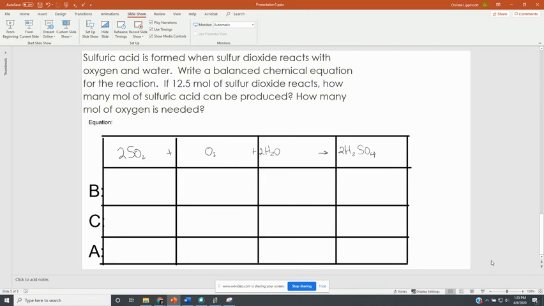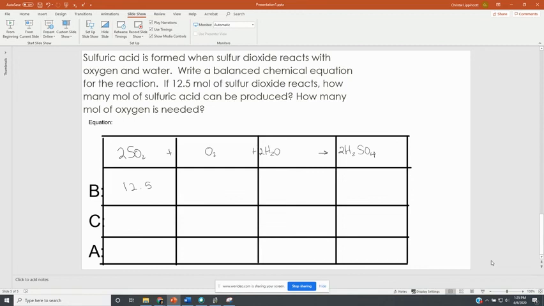All right, now let's add up our oxygens. Our sulfurs are balanced. Our hydrogens are balanced. We've got 4 oxygens here, 5, 6, 7, 8. So now we have this equation balanced. We can proceed. Write a balanced equation. If we start out with 12.5 moles of sulfur dioxide, how many moles of sulfuric acid can be produced? And then they want to know how much oxygen is needed.